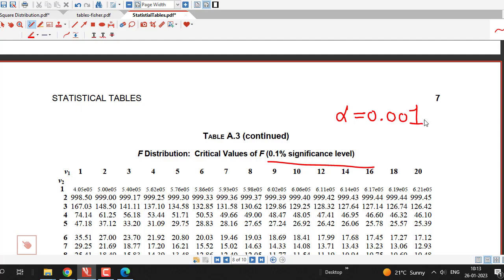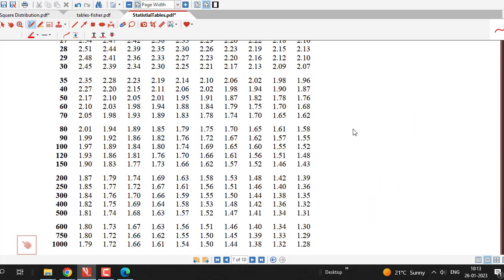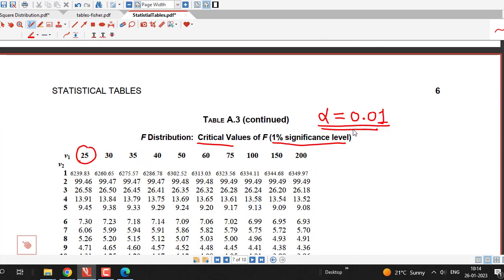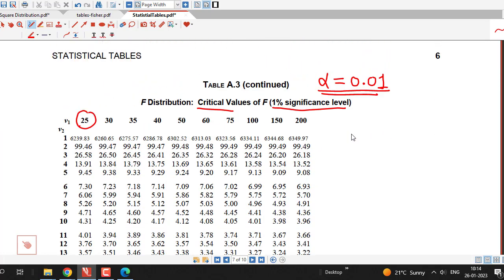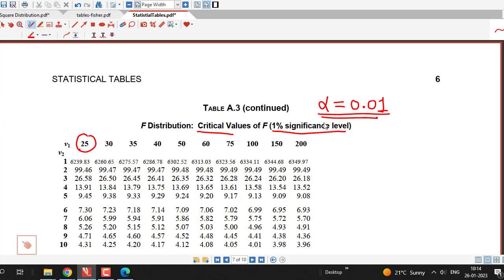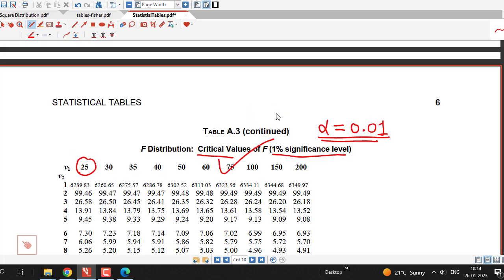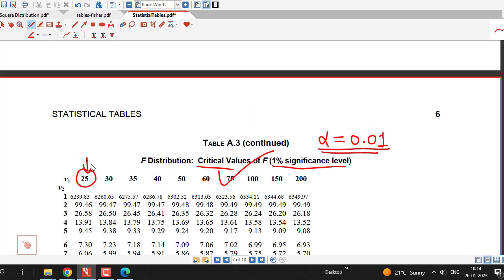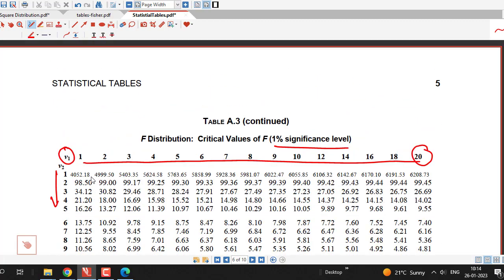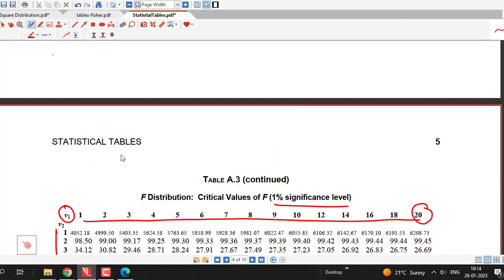So in short, you have to first decide what your level of significance is, and you have to find the F table corresponding to that level of significance. If your level of significance is 1%, then we will use this table depending on the values of nu1 and nu2. Suppose the value of nu1 is less than 25, then we will go for this table.